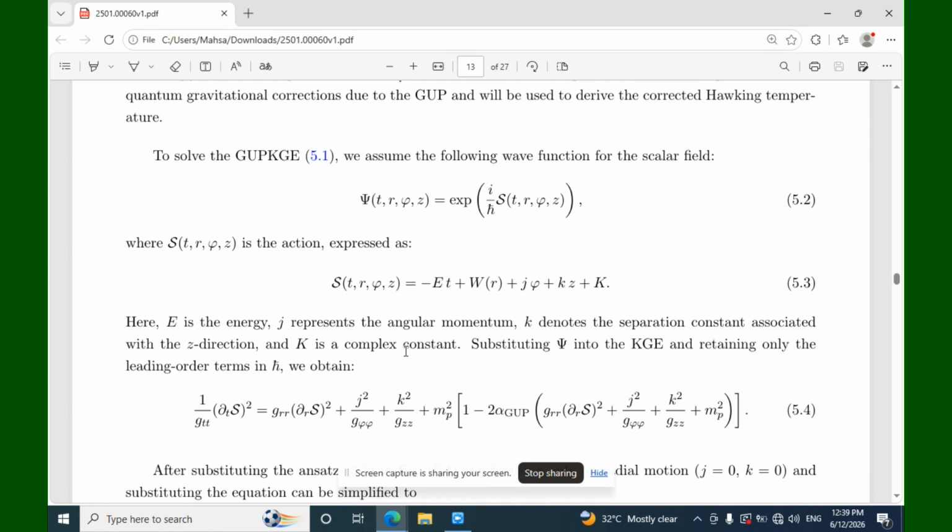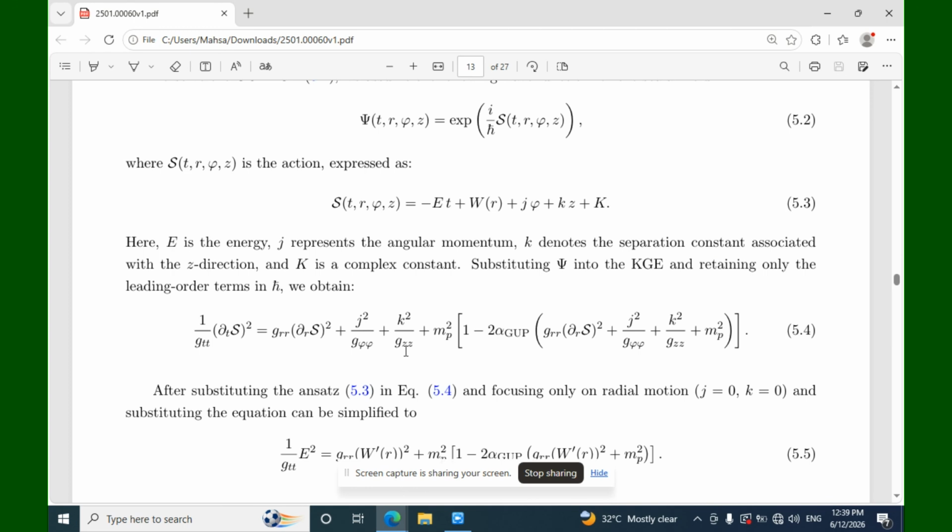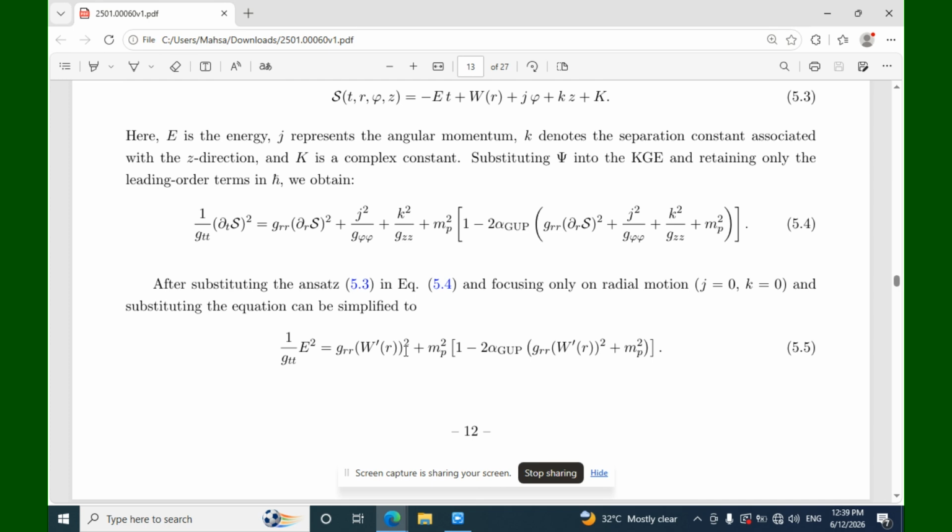S(t,r,phi,z) is the action expressed as follows: S is equal to minus ET plus W(r) plus J phi plus K z plus K. Here E is the energy. J represents the angular momentum. K denotes the separation constant associated with the z direction, and K is a complex constant. Substituting theta into the KGE and retaining only the leading order terms in H, we obtain this formulation.